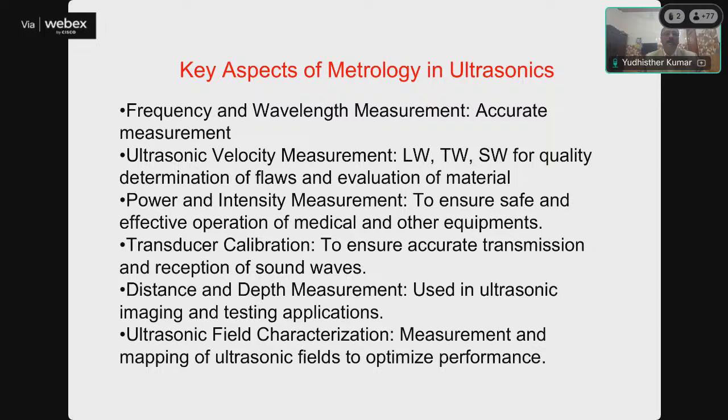Key aspects of metrology in ultrasonics are accurate measurement of frequency and wavelength, then ultrasonic velocity measurement of longitudinal wave, transverse wave, and surface wave, used for quality determination of flaws or any inclusion, and evaluation of materials. Power and intensity are measured to ensure safe and effective operation of medical and other equipment. Transducer calibration is to ensure accurate transmission and reception of sound waves. Distance and depth measurement is used in ultrasonic imaging and testing applications. Ultrasonic field characterization uses measurement and mapping of the ultrasonic field for optimized performance.